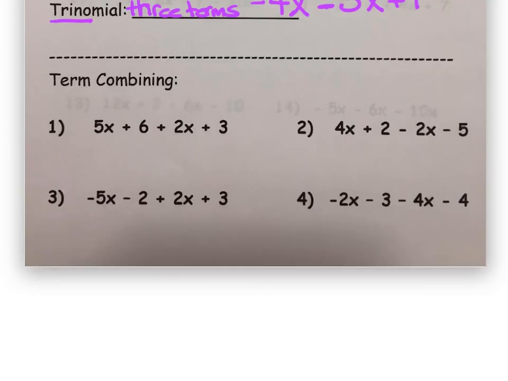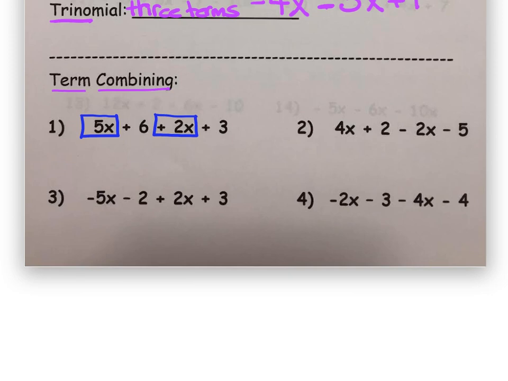At the bottom of the page, you see 4 problems or 4 expressions. It's our job to simplify each expression. How are we going to do that? By term combining. Remember, our x terms will get a box. So box in positive 5x and box in a gain of 2 x's.